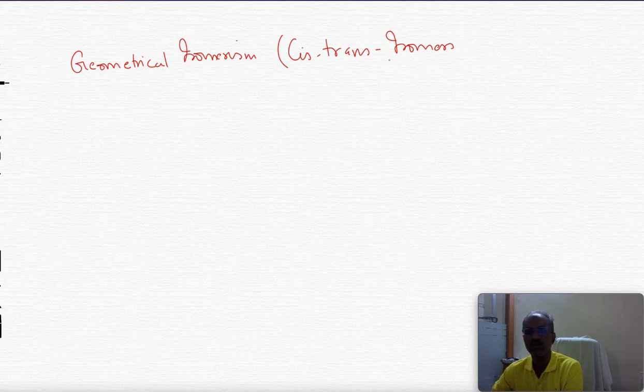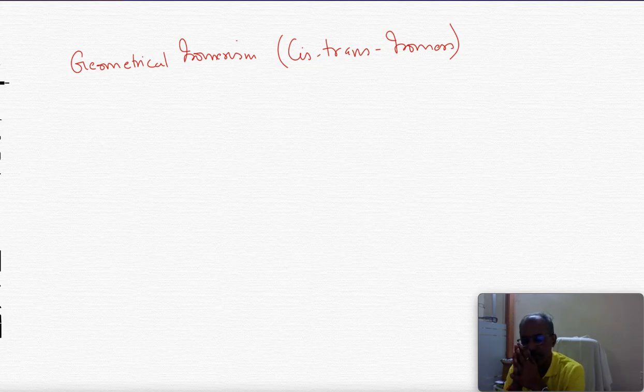Or you can also say cis trans isomers, and the phenomenon is known as isomerism. Why? So cis trans. Now, what do you mean by this? These are also isomers which are non-convertible.